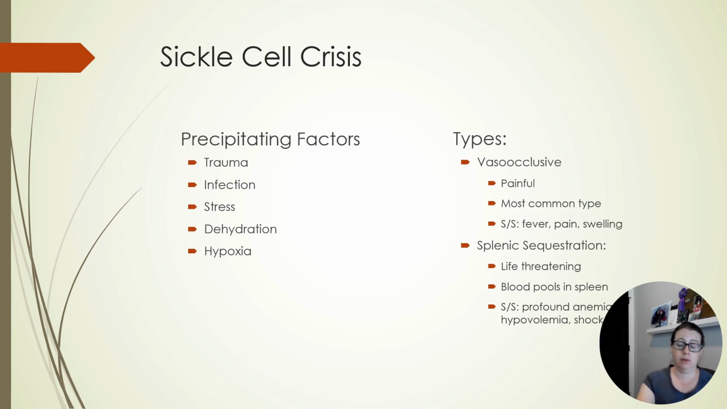So we would be able to begin management prior to symptoms, which is really important. So sickle cell crisis, the precipitating factors of this can be trauma, infection, stress, dehydration, or hypoxia. You can have this vaso-occlusive crisis, which is extremely painful, and they're really the most common type of sickle cell crisis. Patients will usually present with some fever, pain, swelling, localized to a joint or other areas. They can have very high pain needs during these occlusive crises. They can also have splenic sequestration, which can be life-threatening if not recognized early because the blood actually begins to pool in the spleen. So when you look at signs and symptoms for splenic sequestration, they can have profound anemia from that blood pooling, and hypovolemia, which can lead to shock.